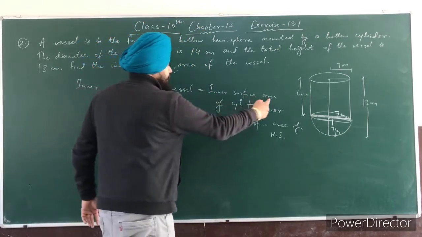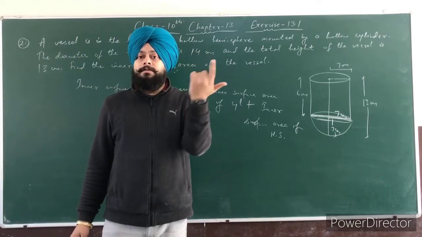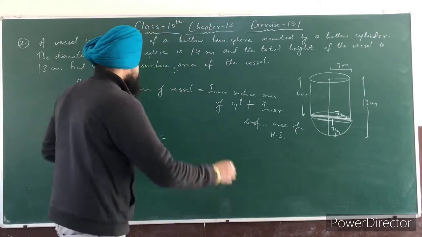Now the inner surface area of the cylinder. It means we have to find the curved surface area, and the curved surface area is 2πrh.